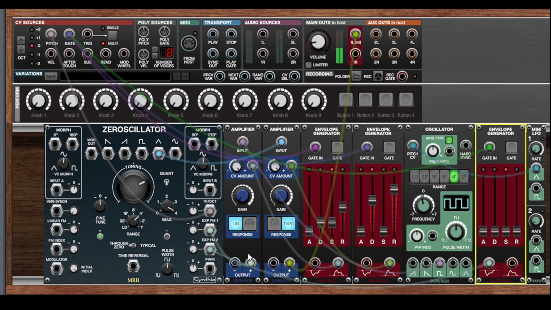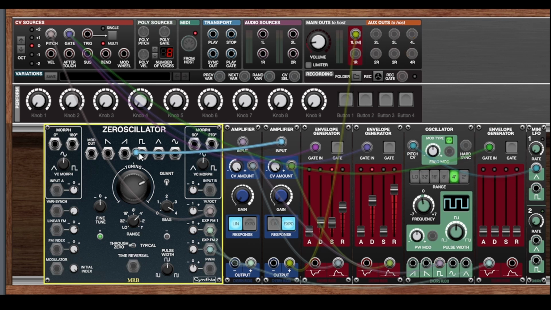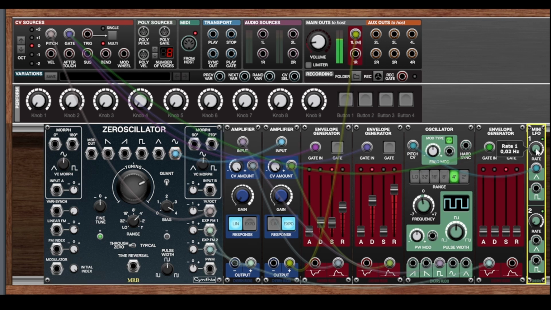But in this batch here, I have added a third envelope and an LFO. The LFO modulates the carrier to modulator frequency relation, the C to M frequency relation, and the third envelope sends its signal from its inverse input directly to the second exponential FM input of the Zeroscillator. Enjoy it and play around with the patch a bit to get a feeling of how the different parameters work.